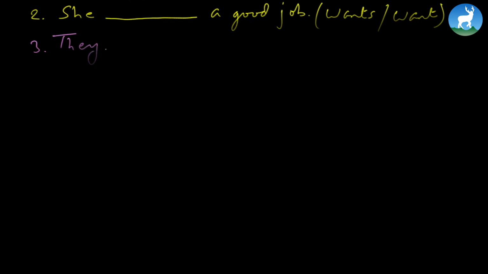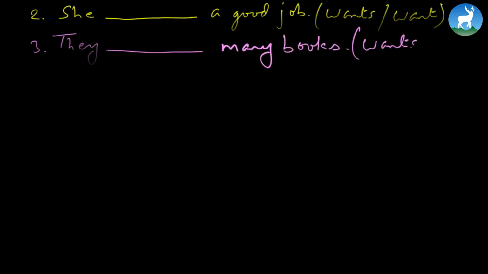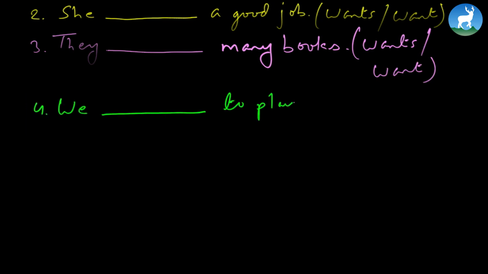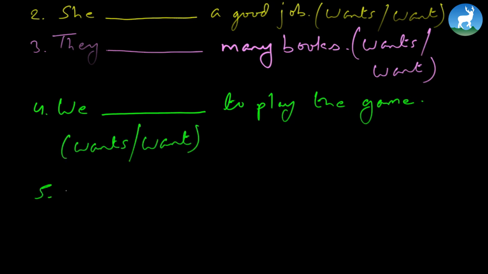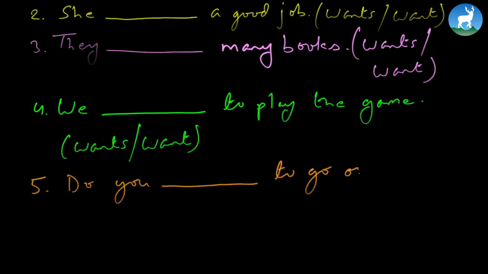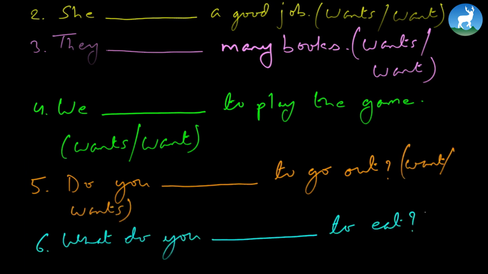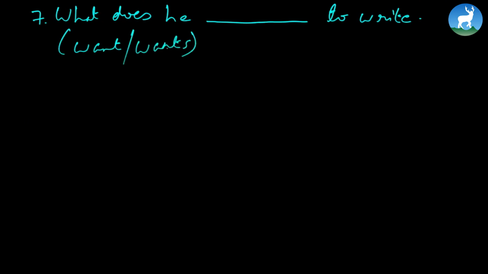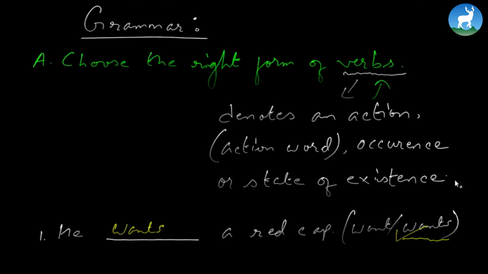Let's move forward. Two, again, good job. Three: they blank many books. Again, wants and want are the options. Four: we blank to play the game. Again, the options are wants and want. Five: do you blank to go out? Want. Six: what do you blank to eat? Wants, want. Let's move further. We'll refer to these in a while. First, let's copy down the numbers here. Number seven: what does he do to write? Eight: does he blank a song? He wants a red cap.